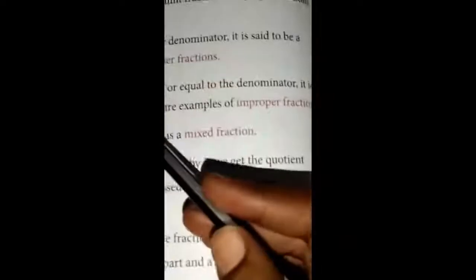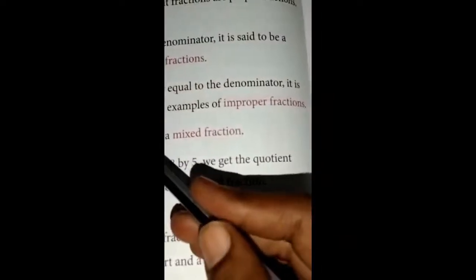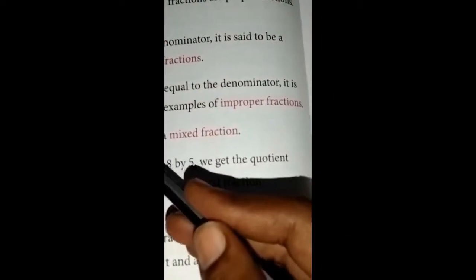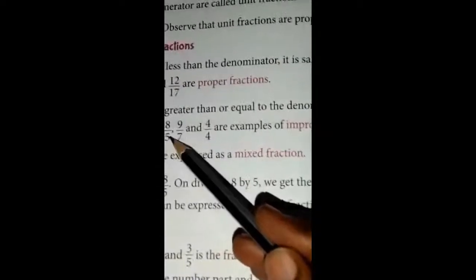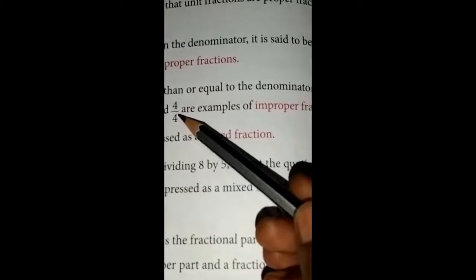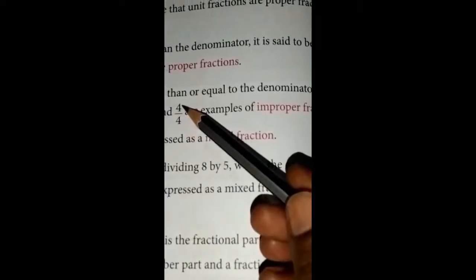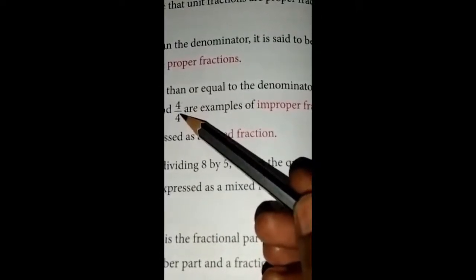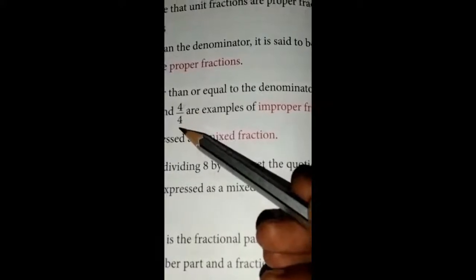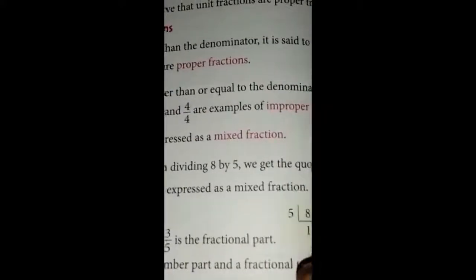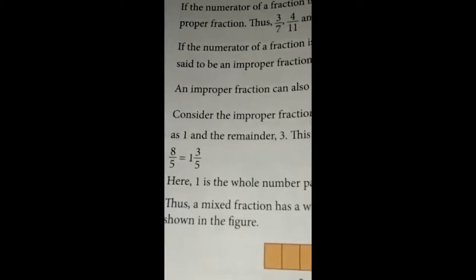If the numerator is greater than the denominator, or equal to the denominator, here numerator is equal to denominator. You can see 4 by 4. It is an improper fraction.